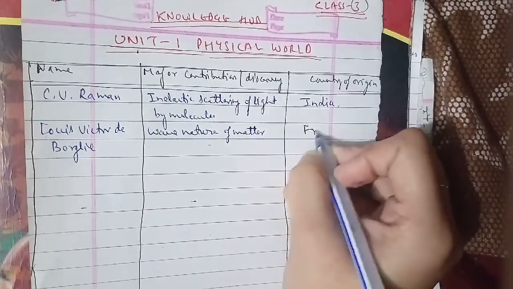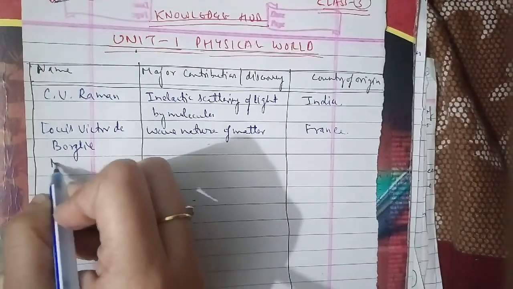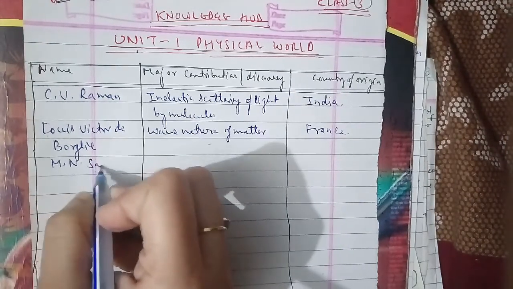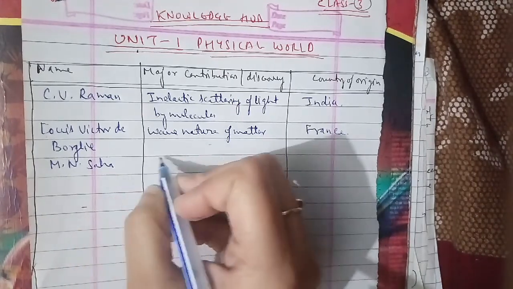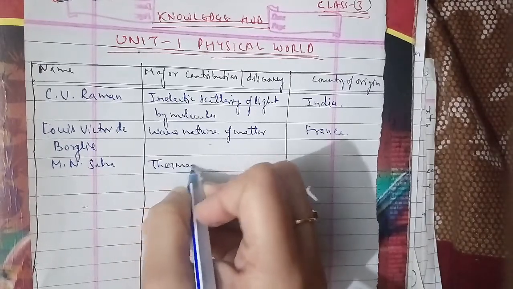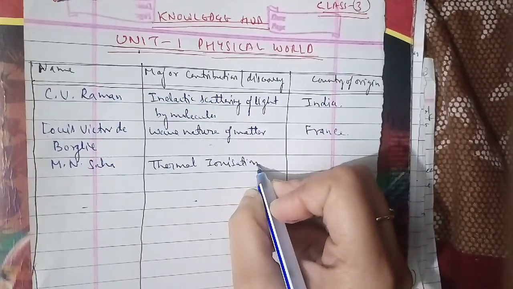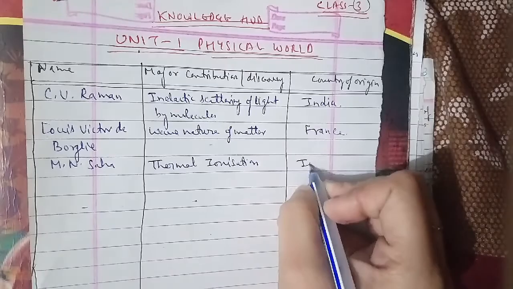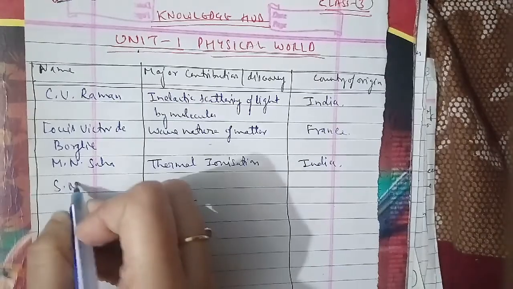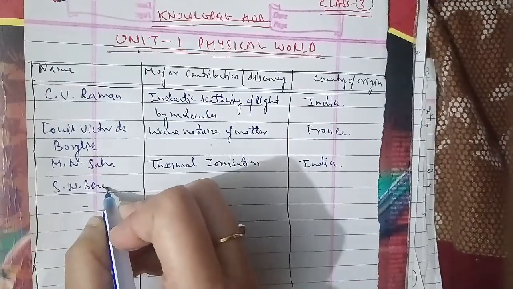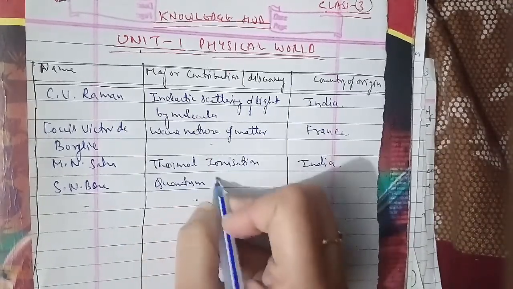Next we have M.N. Saha. His major contribution and discovery is thermal ionization, and the country of origin is India. Another physicist we have is S.N. Bose. His major contribution is quantum statistics, and the country of origin is India.